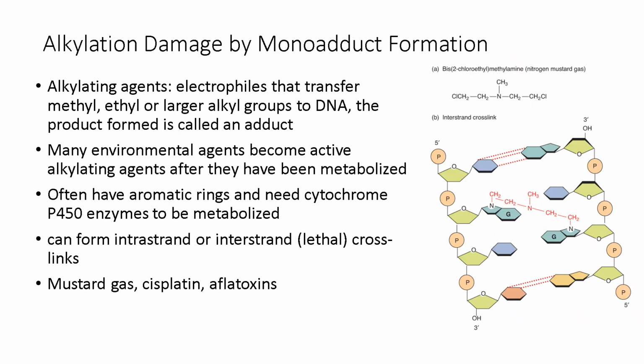Alkylating agents are chemicals that transfer alkyl groups, such as methyl or ethyl groups, to DNA. These alkyl groups attach to DNA bases and form adducts that distort the helix and interfere with base pairing. Many such agents are environmental toxins that require metabolic activation, often by cytochrome P450 enzymes. Some can form interstrand cross-links, which are particularly lethal because they prevent strand separation during replication. Examples include mustard gas, cisplatin, and aflatoxins.